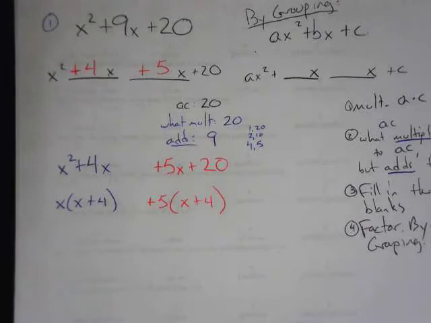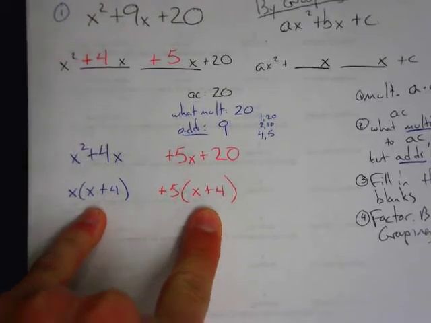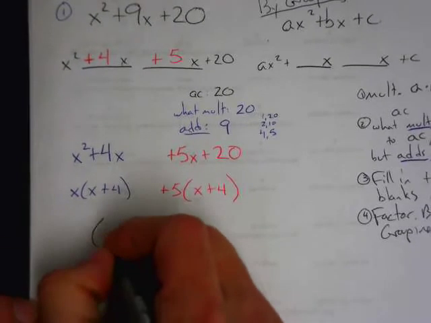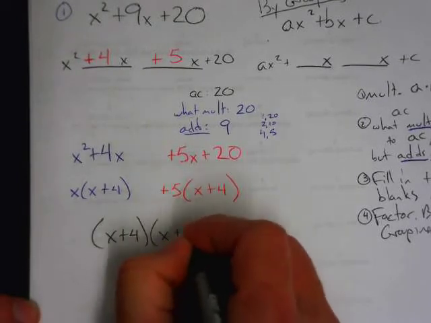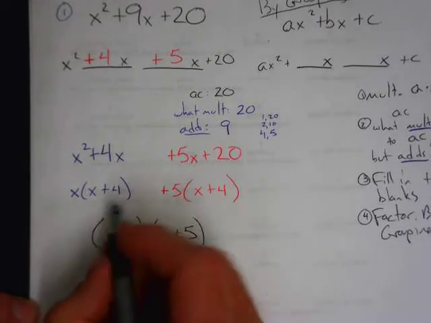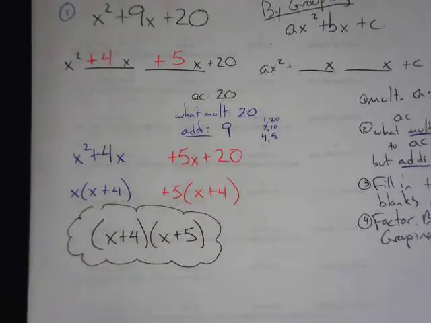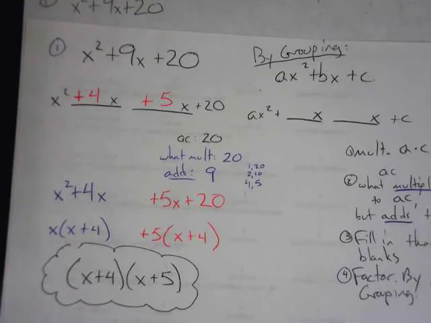And voila, we can now see, hey, there is a greatest common factor there, the x plus 4s. And so when we factor by grouping, we can factor x plus 4, and then we're left with x plus 5. So that is one way we can factor trinomials: x plus 4 times x plus 5. No matter which way you factor trinomials for that first expression in number 1, we're left with x plus 4, x plus 5.